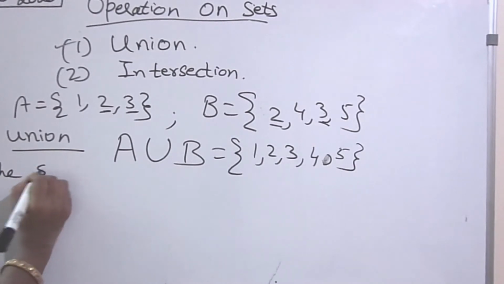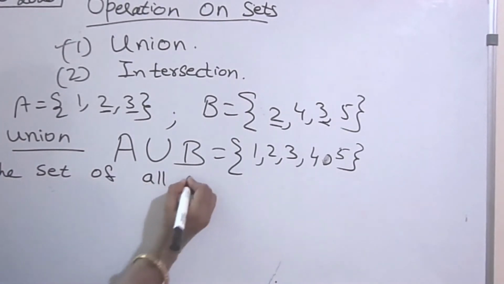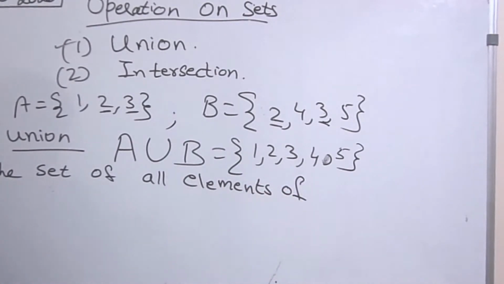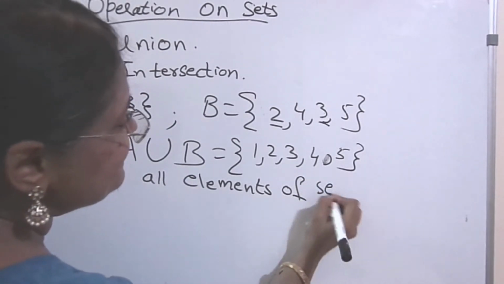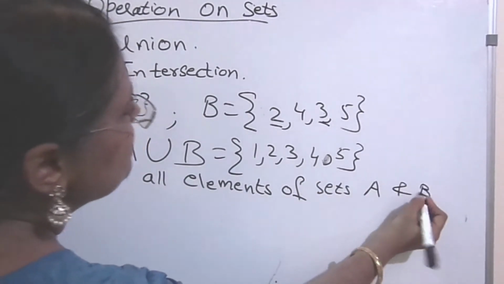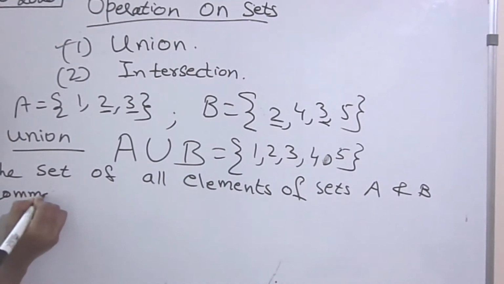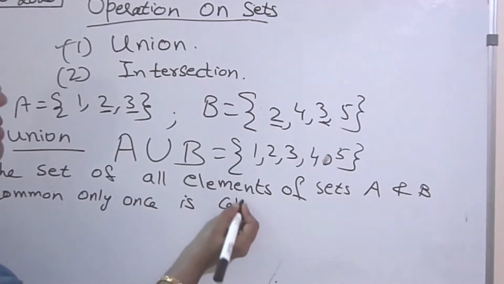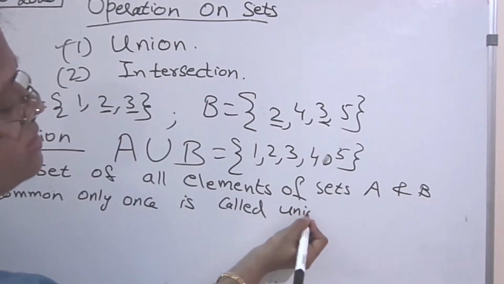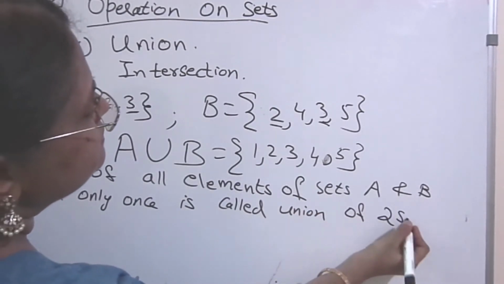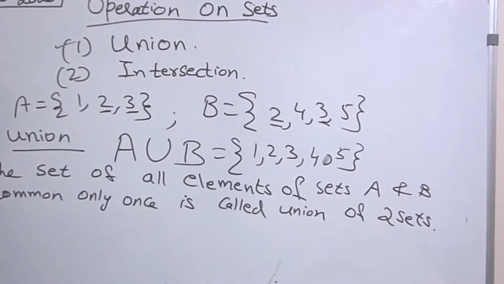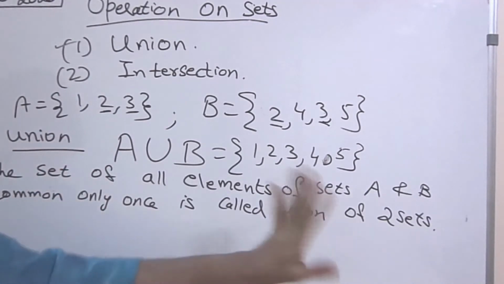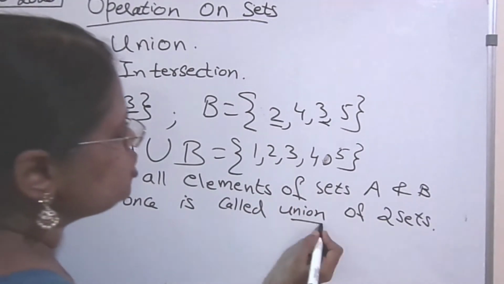The set of all elements of sets A and B, common only once, is called union of 2 sets. Have you understood union? The set of all elements of A, all elements of B, common only once. That is called union of 2 sets. So we are finished with union.